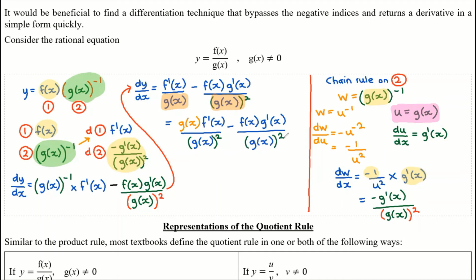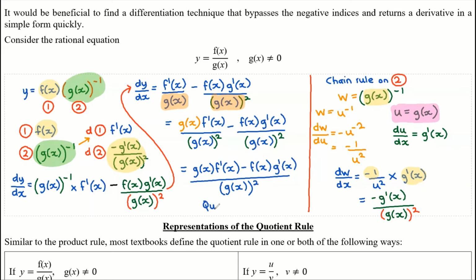So I can combine the two now, and let's see what we get. This is going to equal, in fact I'm just going to leave a bit more space here, g of x f dash x subtract f of x g dash x all over g of x all squared. Right, now what we've got here is known as the quotient rule.